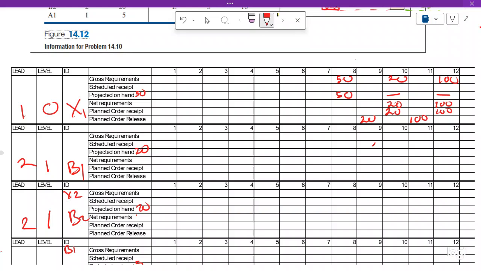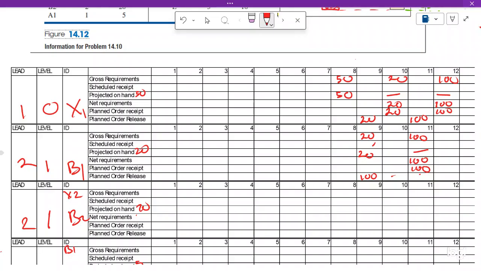B1. Gross, it takes directly from there. How much do we have on hand here? We have 20. So here we have nothing. Then 20, the demand is satisfied. Then we have 100 here. What's your lead time? Lead time is 2. You make it a point that you skip 2 blocks and write your 100 there. 1, 2.